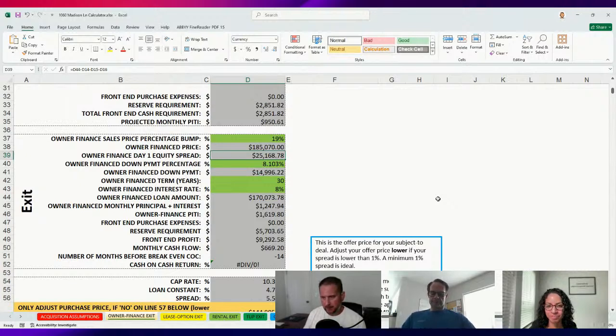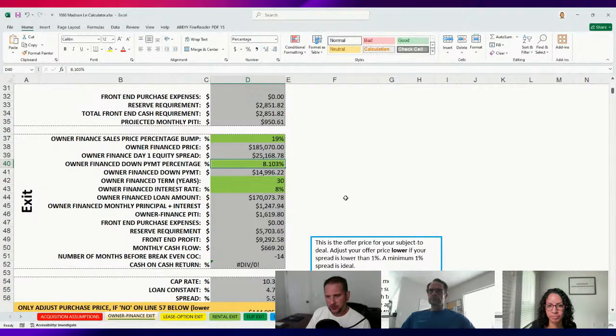However, this is where we actually get to build in that cash flow. So on this deal, you can see this is the sell side. We're selling to a buyer. We're seller financing a buyer.